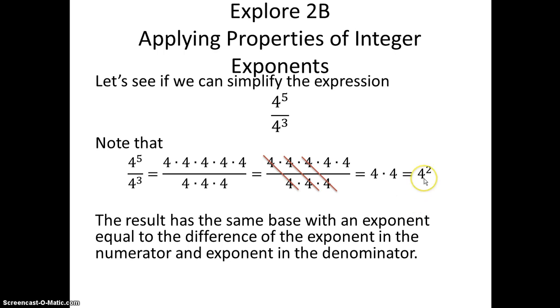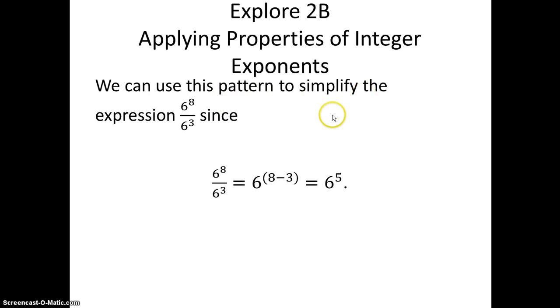Notice that the result here, 4 squared, has the same exact base as our original expression, just with an exponent that's equal to the difference of these two. So I can take 5 minus 3 and get my exponent here too.